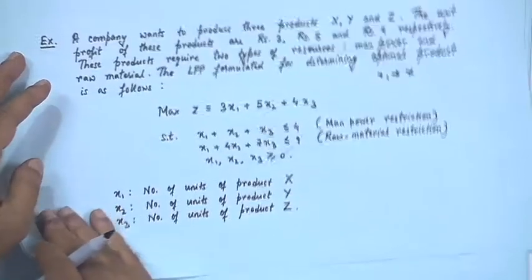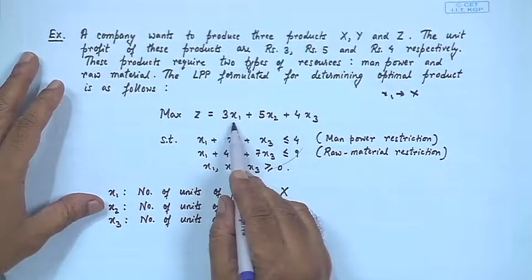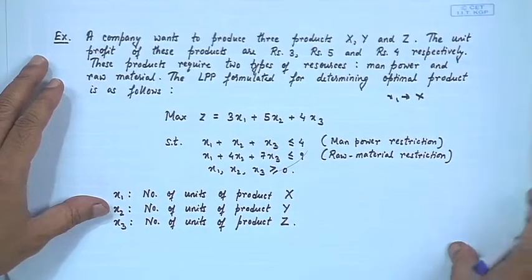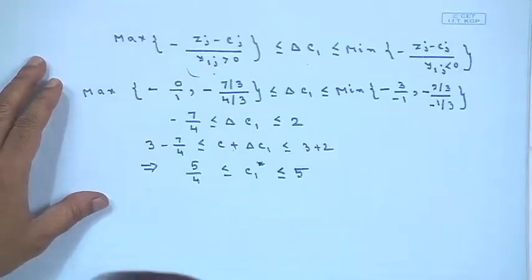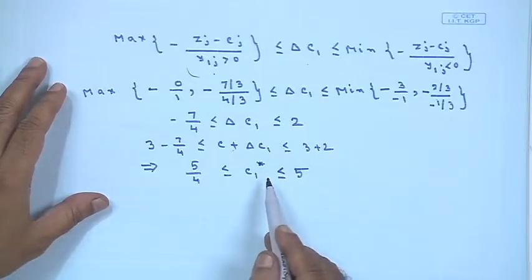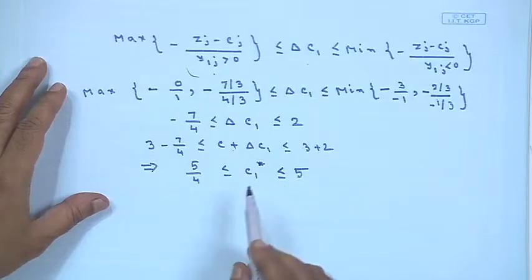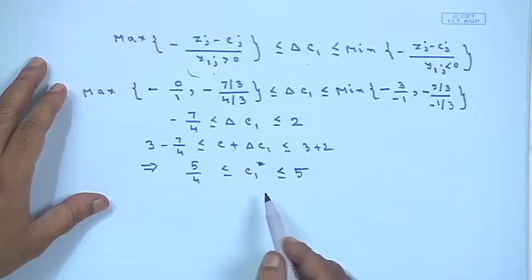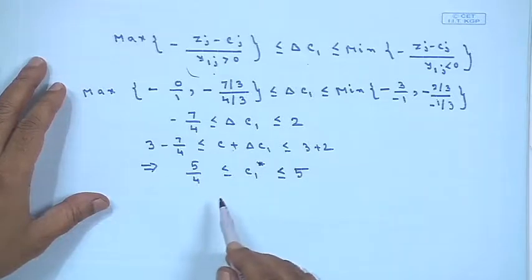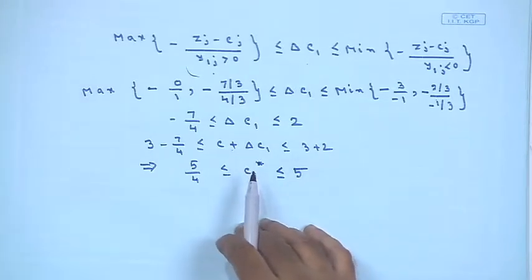So, you see the original problem. In the original problem, coefficient of the product X was 3, C1, right. So, 3 was there. Now, if I change this 3 value coefficient to in between 5 by 4 to 5, in that case your optimal solution will remain unchanged. So, here your advantage is, if I have changed C in this range, I do not have to recalculate the problem. Similarly, for the product Z, what happens?